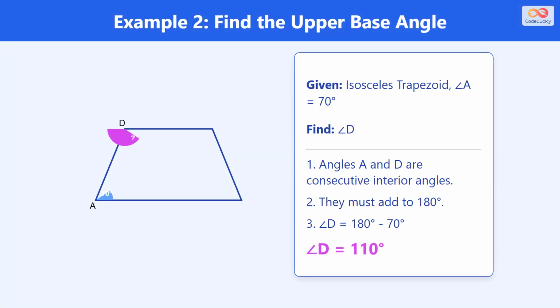Now, let us find the upper base angle, angle D, for the same trapezoid. We know that angle A and angle D are supplementary. So, we subtract 70 degrees from 180 degrees. This gives us 110 degrees for angle D.